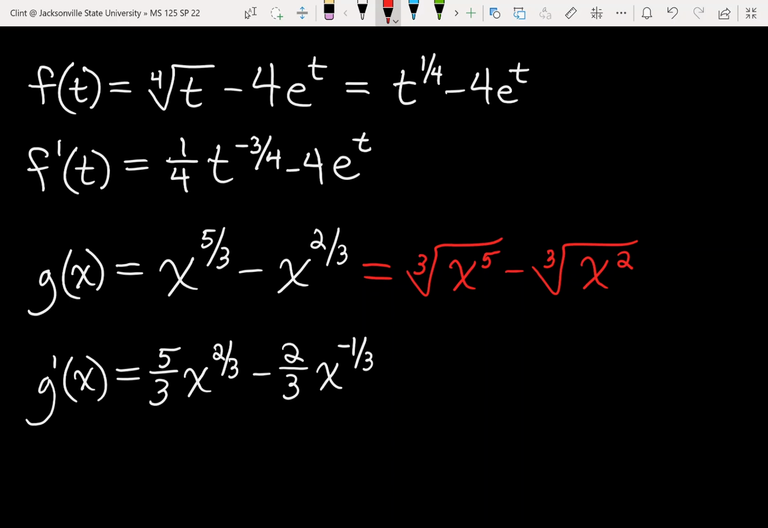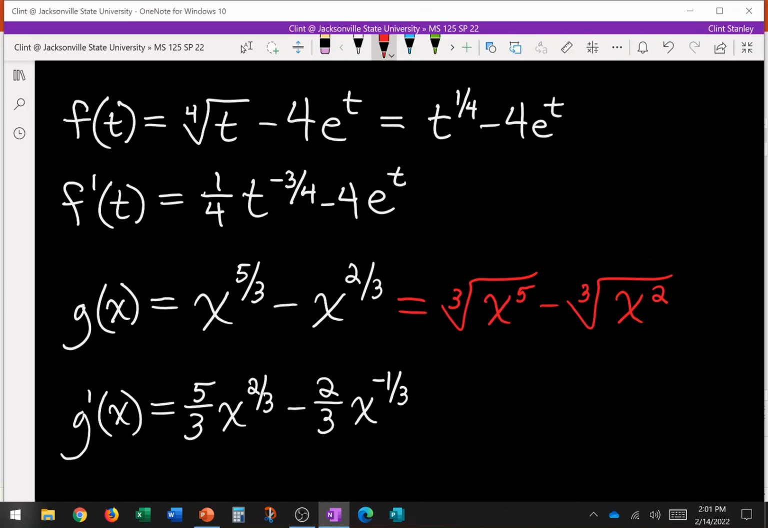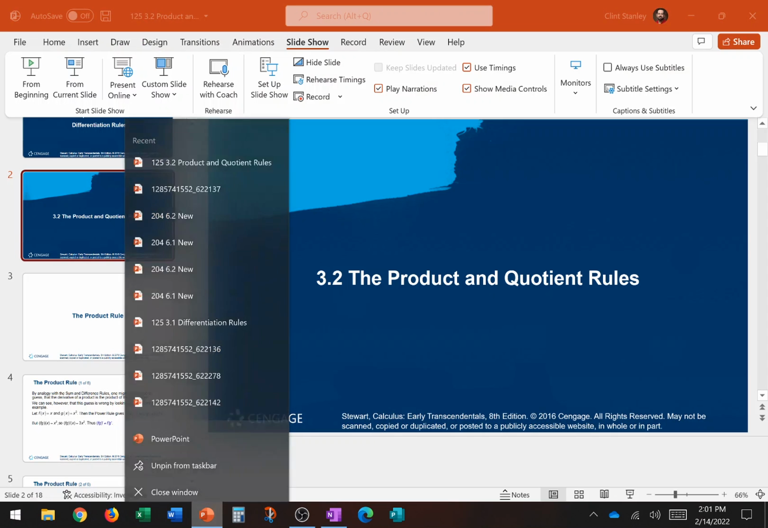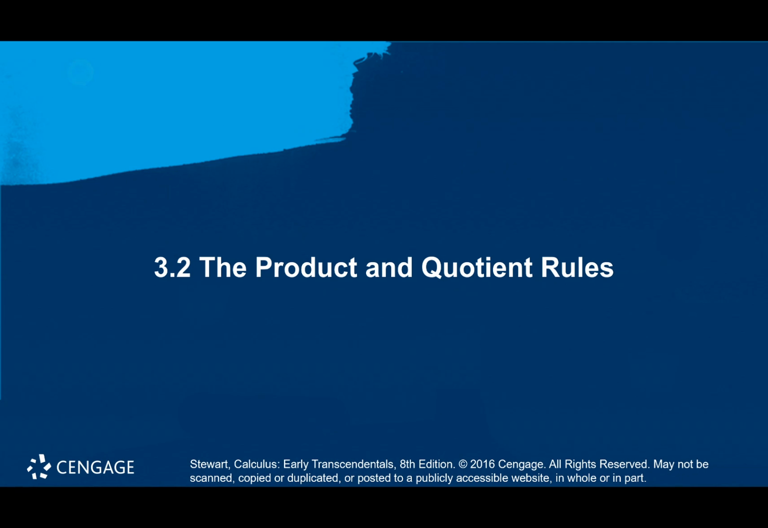So that's a little bit more power rule. And we'll get into product and quotient rules. That's what 3.2 is all about.